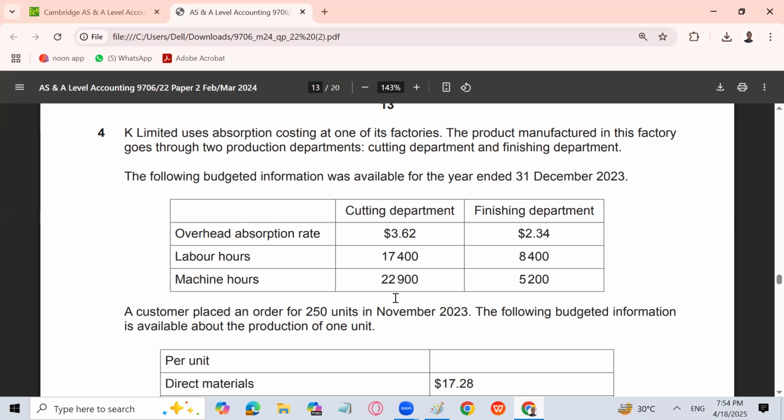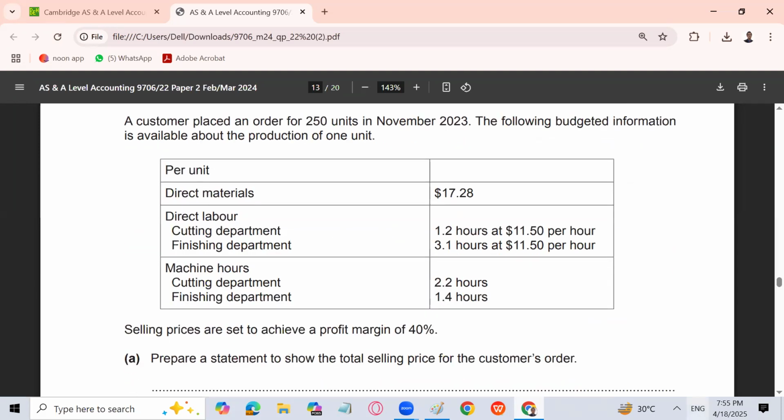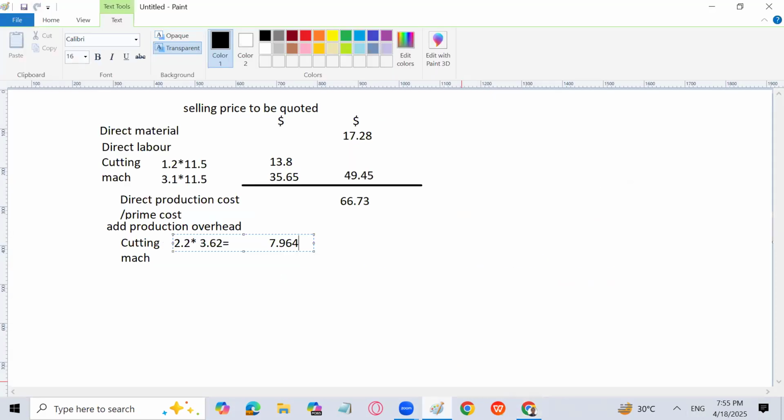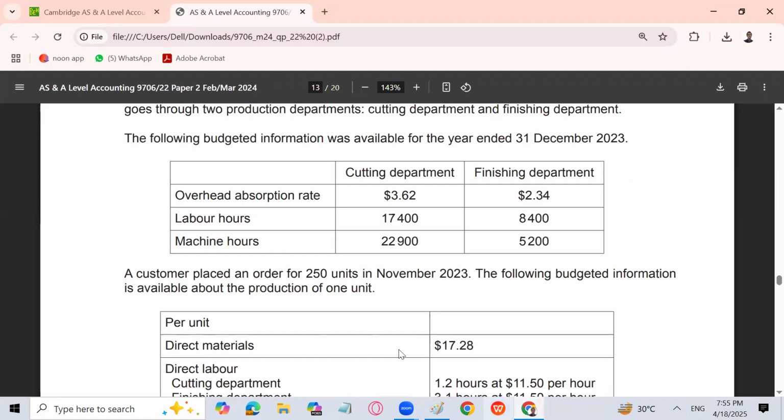It means the cutting department is more capital intensive, because labor is consumed less than the machines. So 22,900 hours are given, but we are not going to use that. 2.2 hours for the cutting department, machine hours 2.2 into 3.62. So what is the amount? 7.964.